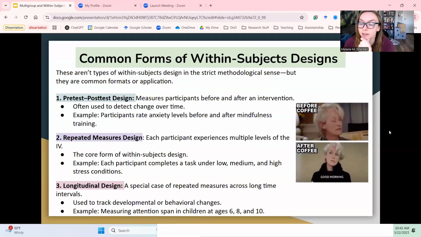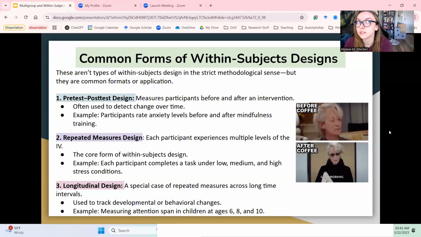Common forms of within subject design. So again, these aren't specifically types within the strict methodological sense, but for realistic application, these are the most common forms of within subject designs. Our first one, and this is a very popular technique within psychology, is called pre-post test design. This is where we're measuring the participants before and then again after that intervention.